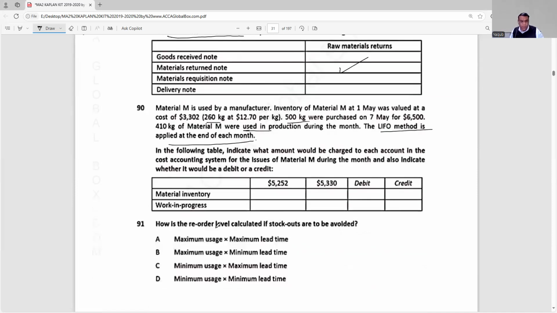How is the reorder level calculated if stock outs are to be avoided? Stock out avoiding means we are maintaining maximum reorder level. So whenever we are maintaining maximum reorder level, it is maximum usage into maximum lead time. So A is the right answer, where we have maximum usage into maximum lead time.